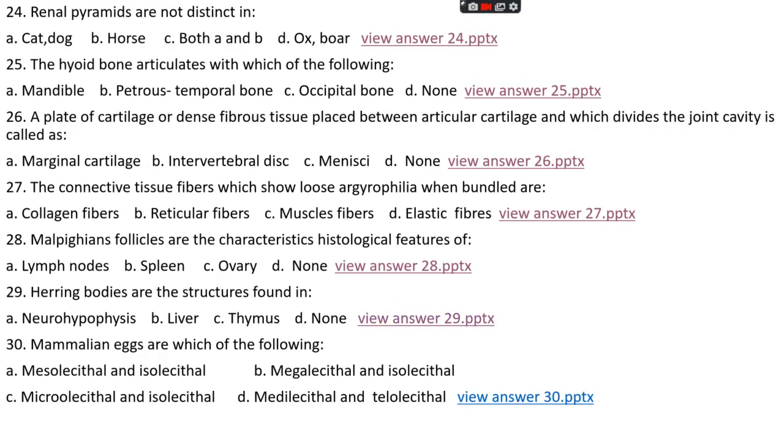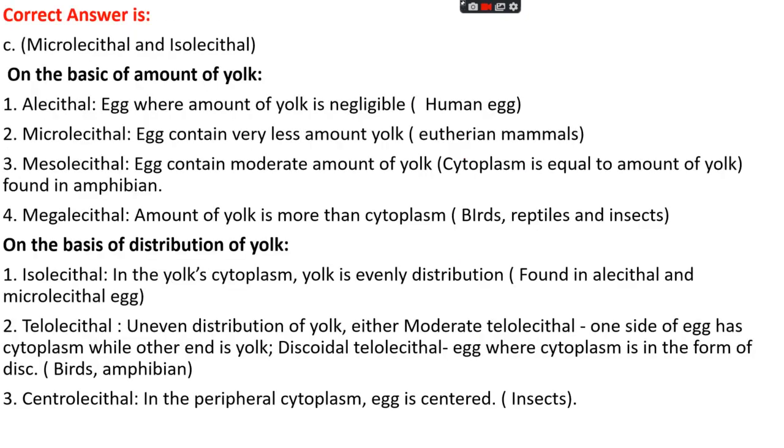Question number 30. Mammalian egg is which of the following? Option A, mesolecithal and isolecithal. Option B, megalecithal and isolecithal. Option C, microlecithal and isolecithal. Option D, mesolecithal and telolecithal. The right answer is option C, that is microlecithal and isolecithal.